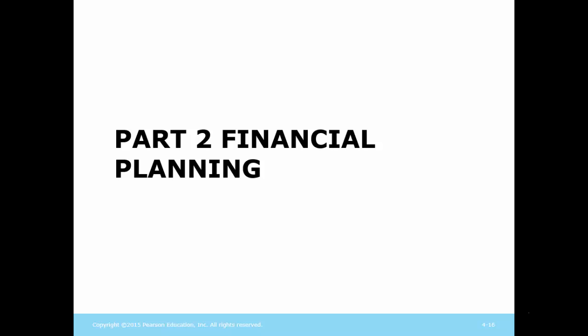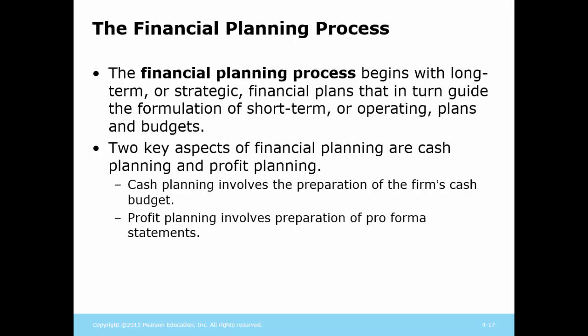Okay, for part 2 of chapter 4, we're going to talk a little bit about the process of financial planning. Now, we in class will go through some exercises with pro forma analysis, but in general, this is just a conceptual basis for what the process is all about. So, obviously, the financial planning process starts with the long-term strategic plan of the company. From that long-term plan, things trickle down into short-term operational plans.